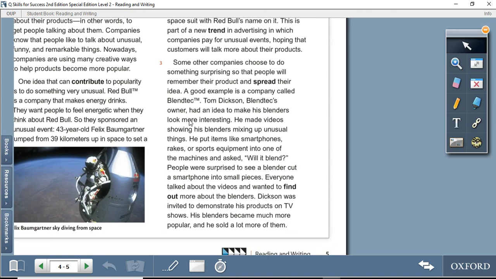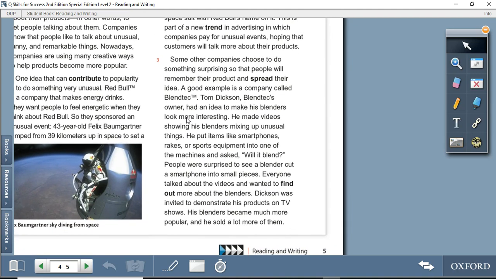Some other companies choose to do something surprising so that people will remember their product and spread their idea. A good example is a company called Blendtec. Tom Dixon, Blendtec owner, had an idea to make his blenders look more interesting. He made videos showing his blenders mixing up unusual things. He put items like smartphones, rakes, or sports equipment into one of the machines and asked, will it blend?